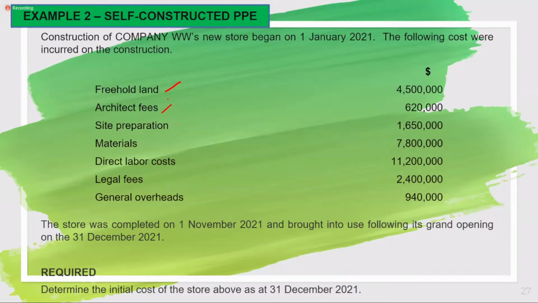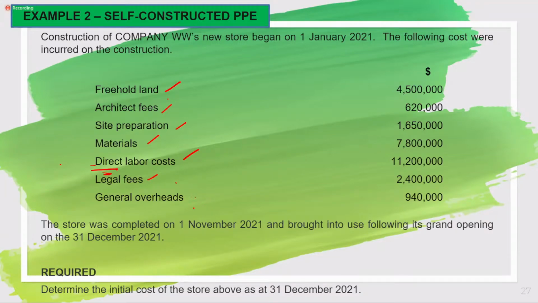Site preparation, there's the tapak. Penyediaan tapak. Tapak untuk bina store. Masuk enggak? Masuk. Materials, macam cement. Masuk. Direct labor cost. So the name direct here will tell you. Should you put in or not? Masuk. Legal fees masuk tak? Masuk.